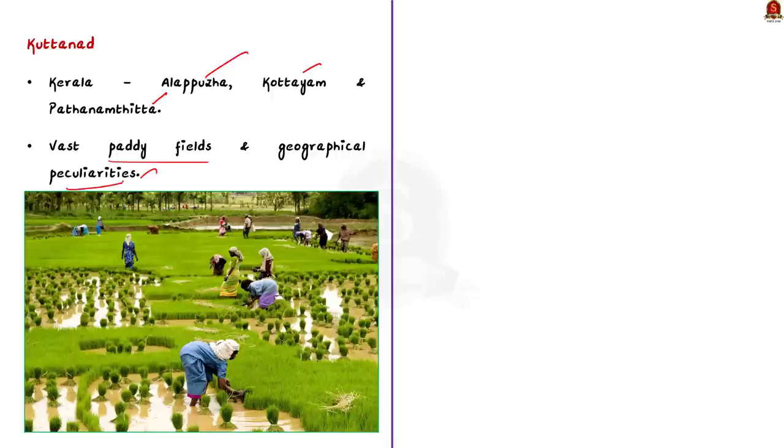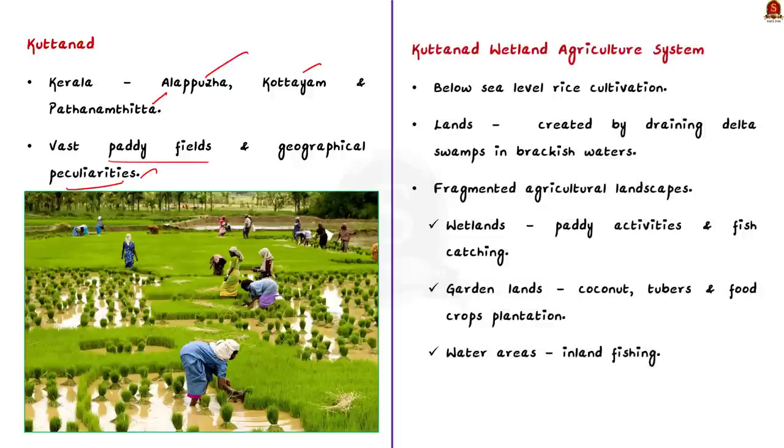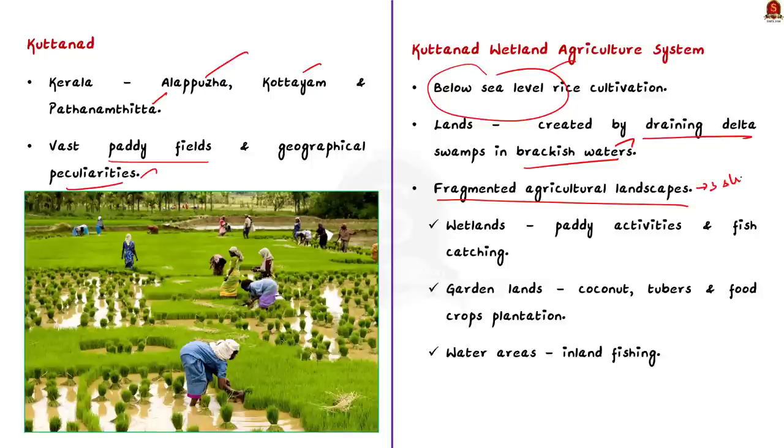Know that Kuttanad wetland agriculture system is unique, as it is the only system in India that favors rice cultivation below sea level. And the land here are created by draining delta swamps in brackish waters. The Kuttanad agri system is a complex mosaic of fragmented agricultural landscapes, and it is divided into three structures. Now let's see them one by one.